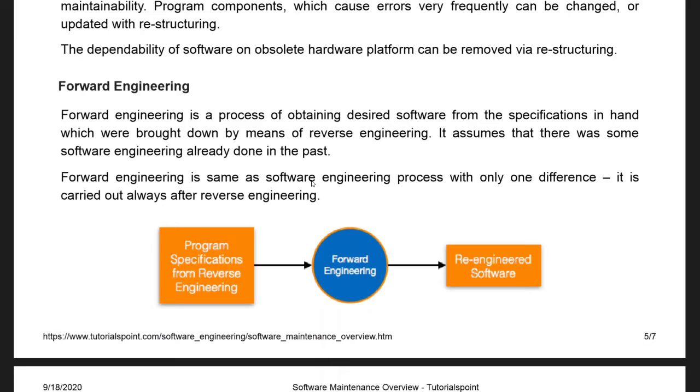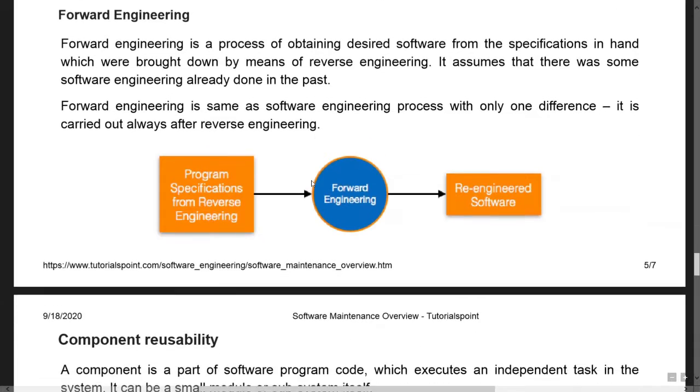So forward engineering is the same as software engineering process with only one difference, and the difference is carried out like always after reverse engineering.